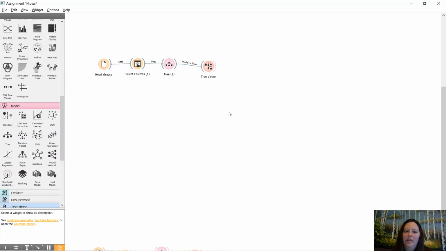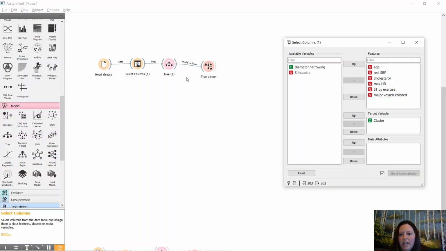This is going to be assignment 14, the last of our assignments. This is section 2, the heart disease information that we used in assignment 13. Before we were looking at the mean, here we are looking at the decision tree option. At the end of assignment 13, I saved that data, and we're going to use it in assignment 14 for the decision tree.